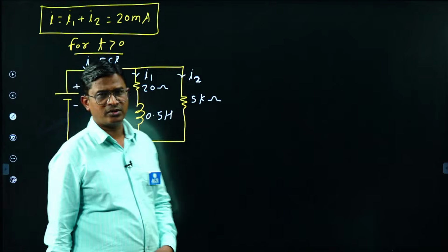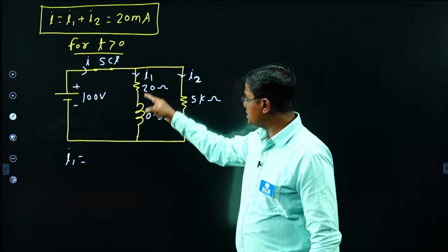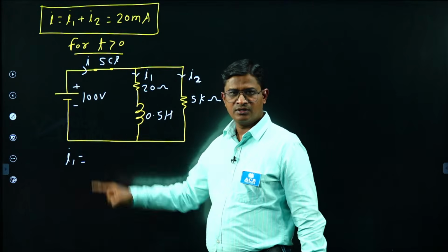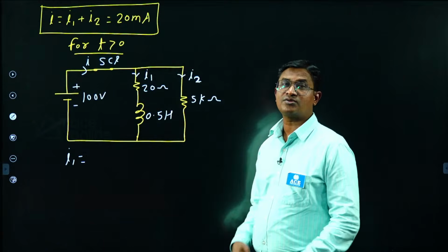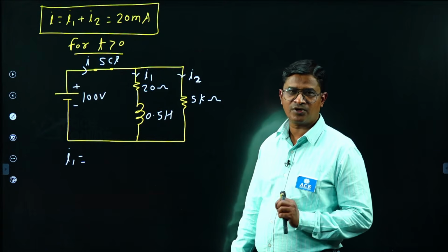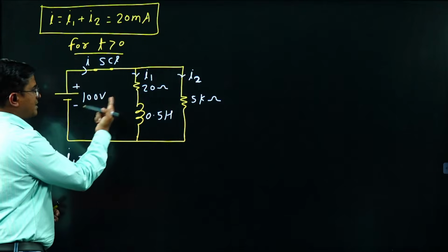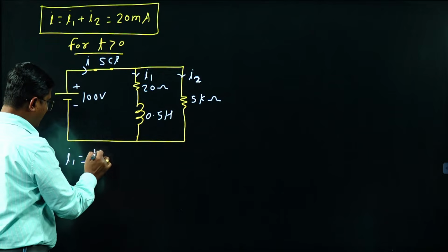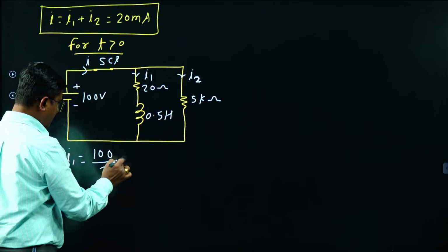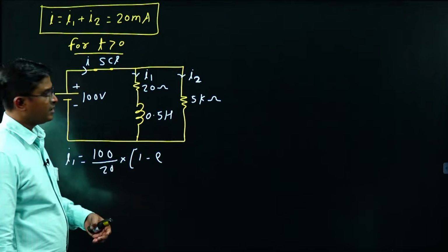For t greater than 0, if you check this branch, across this branch DC voltage of 100 volt is present. So when a DC voltage source is connected across an RL branch, what is the expression for current? Yes, the expression for current is voltage upon branch resistance, that is 100 upon 20 into 1 minus e to the power minus t by tau, for the RL branch.